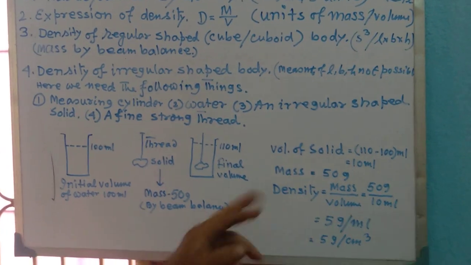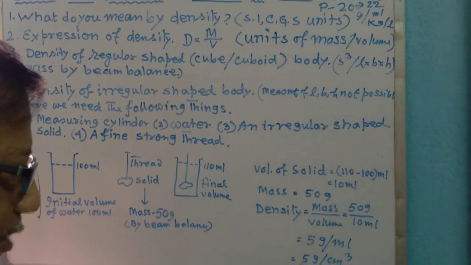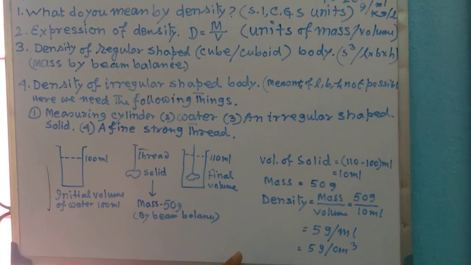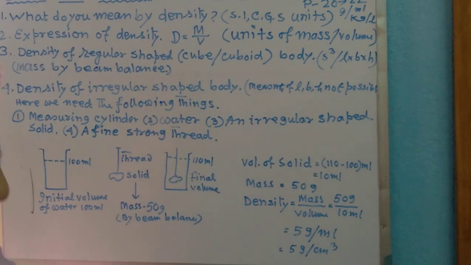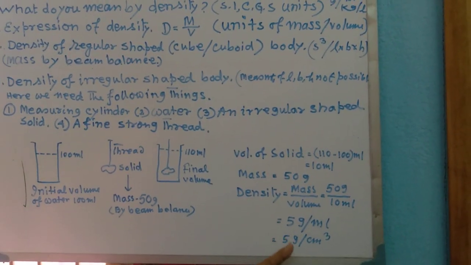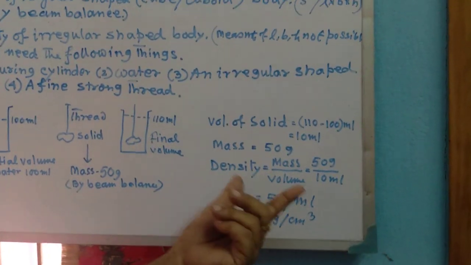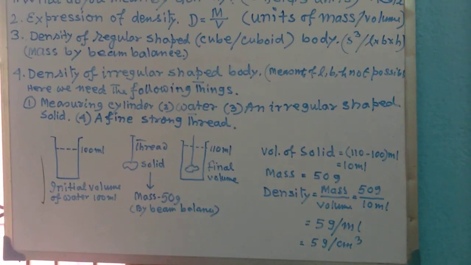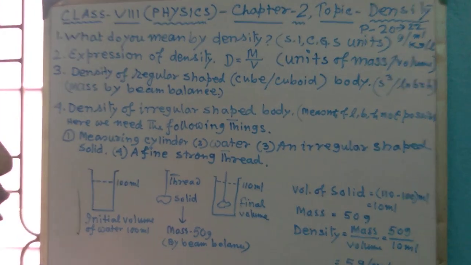Remember, milliliter is the unit of volume for liquid, and for solid it is centimeter cube. So 1 milliliter is equal to 1 centimeter cube. Therefore, as it is a solid, its density is 5 gram per centimeter cube, and it is not 5 gram per milliliter. If you get milliliter, 1 milliliter is equal to 1 centimeter cube. So 5 gram per centimeter cube is the density of the irregular solid.